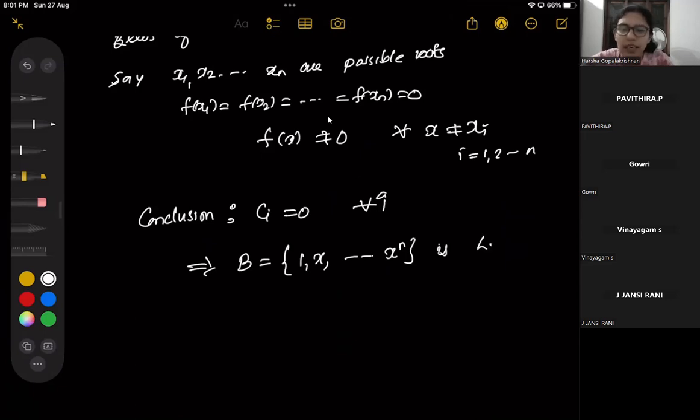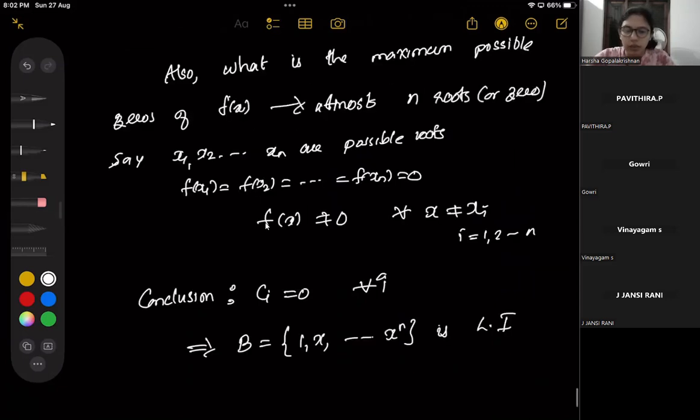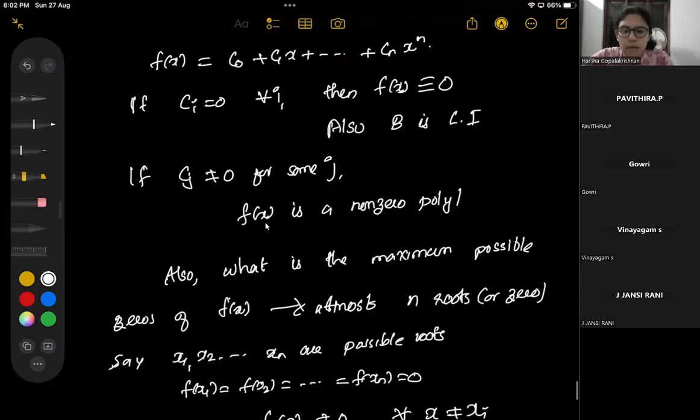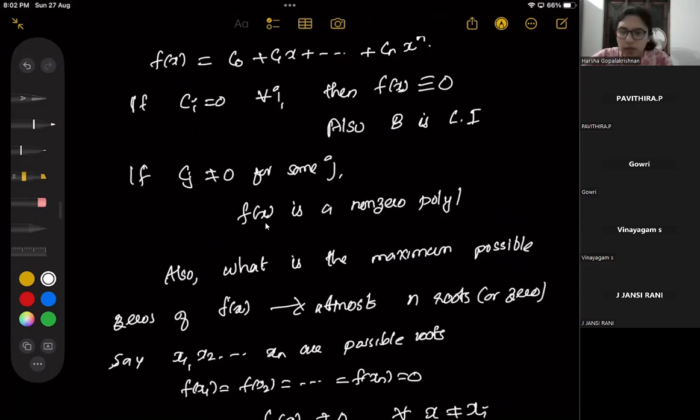It may seem a bit complicated, but we are just using the fundamental theorem of algebra: the number of roots of a polynomial is at most n. Is this clear for everyone? Any doubt? Do you want me to explain again? At any point, if you have doubt, you can ask. Any doubt in this solution?